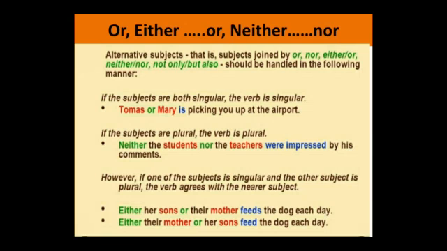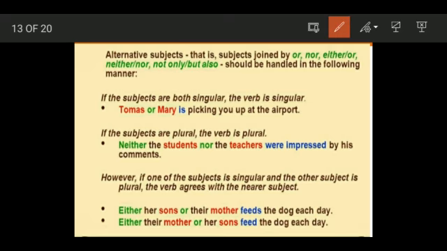Then comes another rule: the use of or, either-or, neither-nor in the subject. So if we see that in a sentence these words are being used, what is the verb that is to be used? Now there are a few rules that you'll have to remember. First, if the subjects are both singular, then the verb will also become singular.